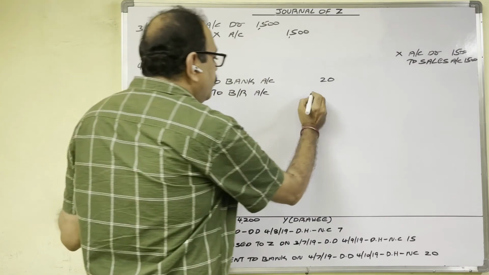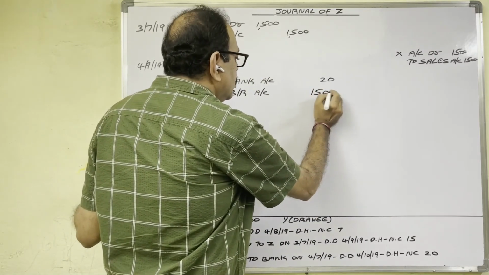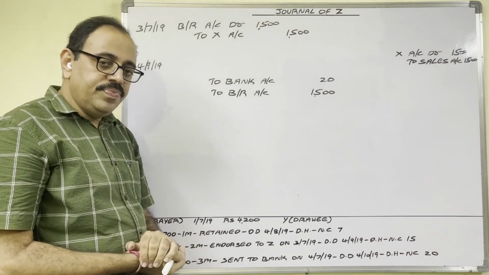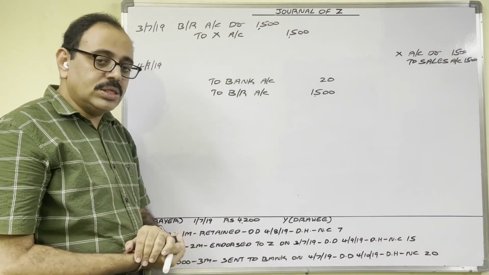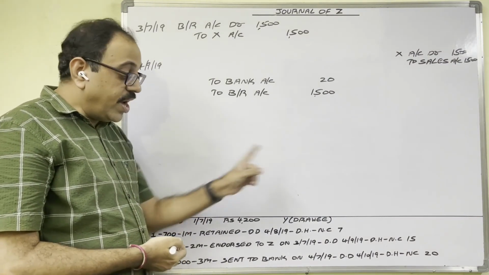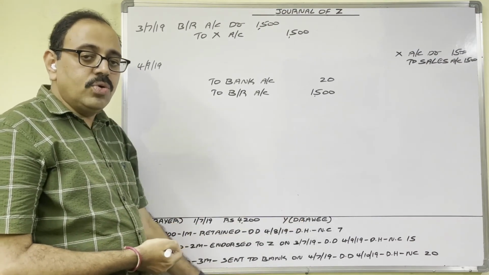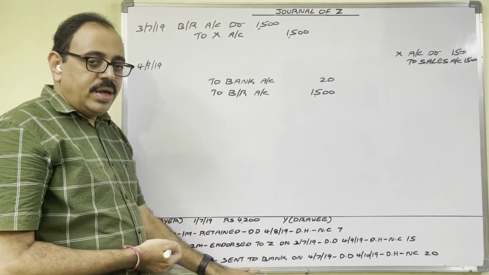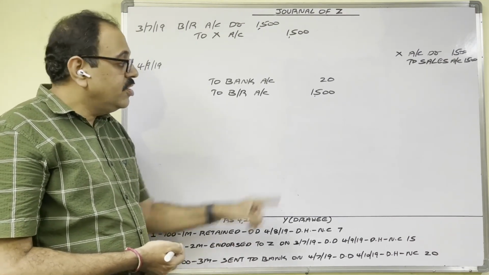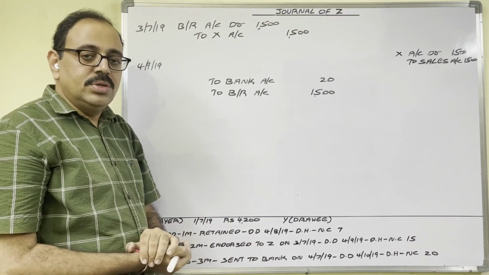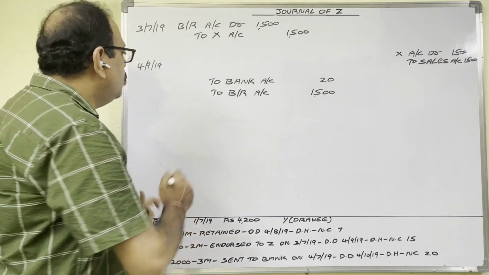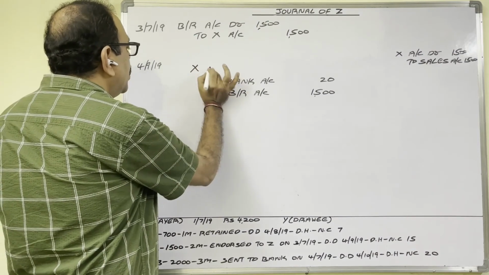Bill amount 1500 rupees. And who becomes the responsible person now? Who has given this bill to us? X only. If Y is not going to pay, then we go to X only, no? We ask X only. So to Z, X is becoming a debtor for these two amounts. So debtor means asset. Asset shows a debit balance. So we should debit X account.